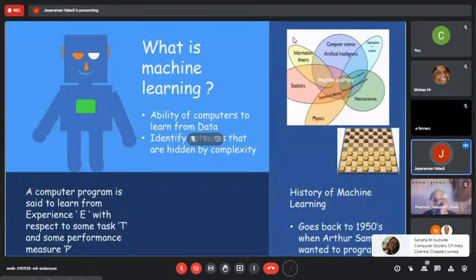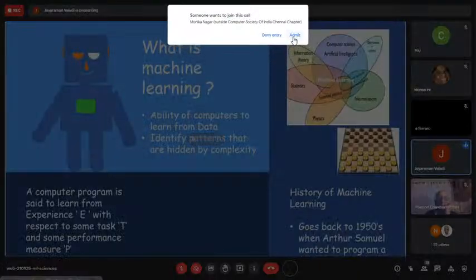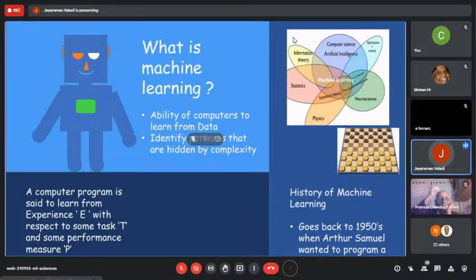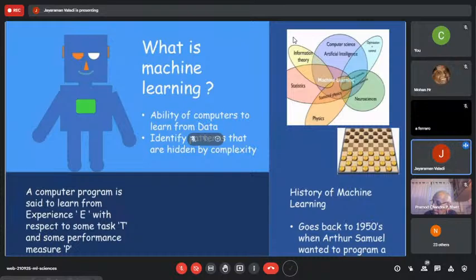Now, let us give a basic definition of machine learning. Machine learning is the ability of computers to learn from data, which identifies the patterns which are hidden by complexity. And a computer program is set to learn from an experience with respect to some task and with a defined performance measure like accuracy, for example. Machine learning derives its strengths from different fields of science and engineering. It is definitely a subset of artificial intelligence, where artificial intelligence consists of both logic, rule-based methodology, as well as pattern-based methodologies. Machine learning majorly depends on pattern-based methodology. It also derives its strengths from information theory, statistics, neurosciences, and computer science, and also operations and optimization and control.